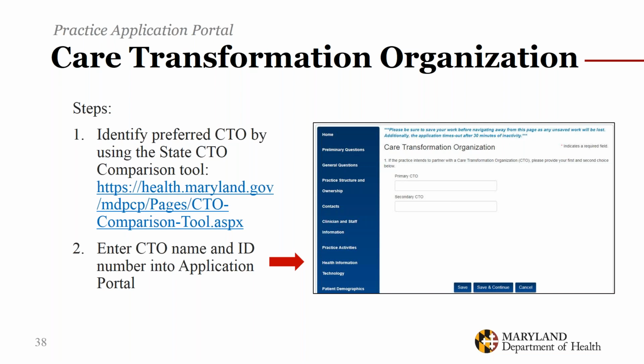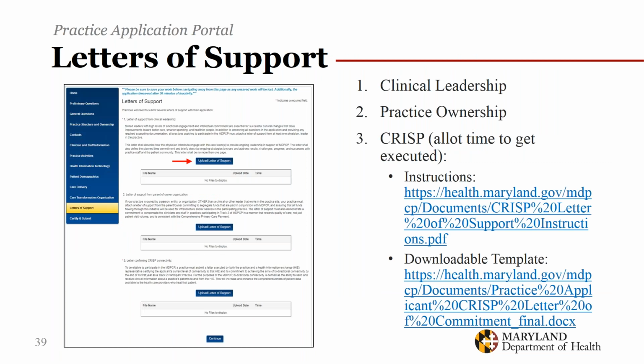After filling that out, you're going to move on to the CTO section. So a couple things to keep in mind here. Partnering with a CTO is completely optional. So if you think you can meet the care transformation requirements without the help of a CTO, that's totally fine. You can leave this section blank and go on to the next section.